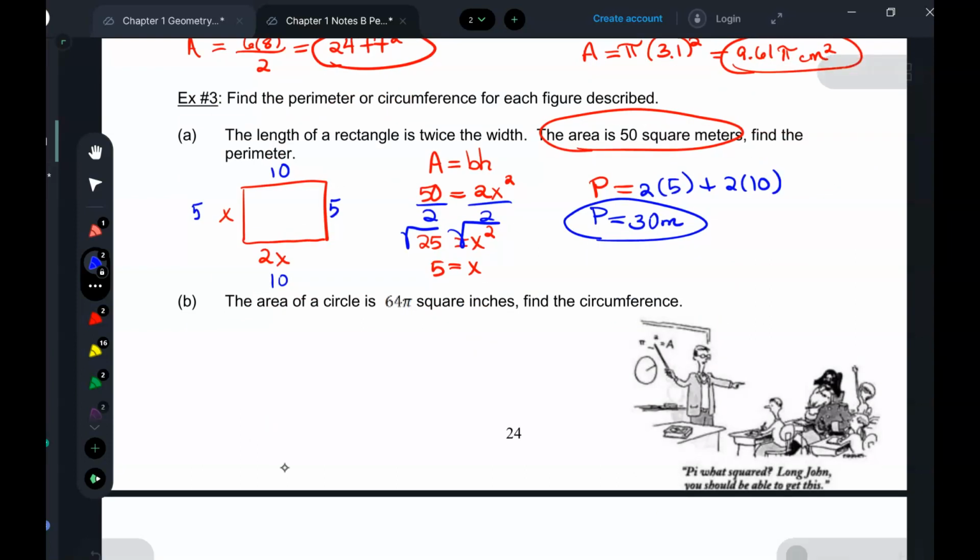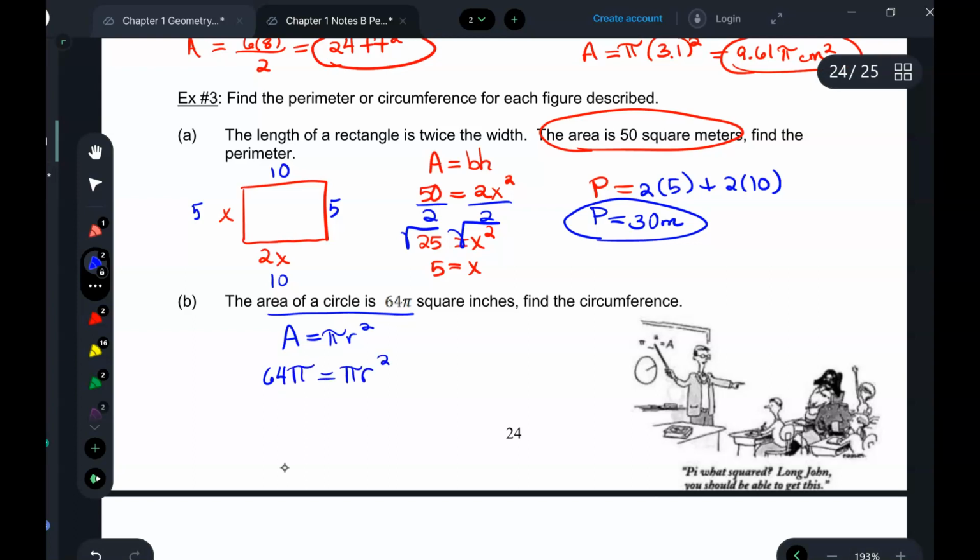Okay, last one. The area of a circle is 64 pi. What's the area formula again? Pi r squared. Good. So what is the area equal to? First we want to isolate. Remember how we isolate? We divided both sides by 2 to get x squared by itself. Now divide both sides by pi. Good. And then we get 64.